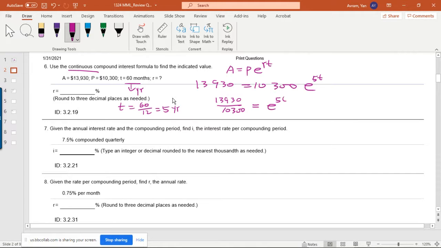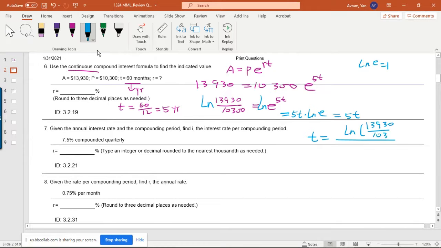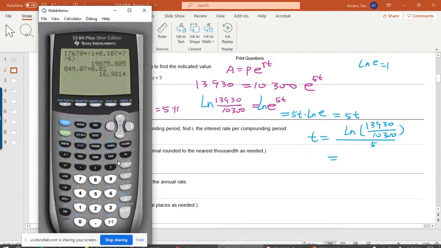Okay, and then equal to e to the 5t. All right, so for this one right here, in order to solve this one, I will have to take a logarithm on both sides. Using a logarithm property, this will be 5t times ln e. Ln of e is equal to 1, so this will actually be just 5t. So my t here will be just ln of something divided by 5. Okay, and then I can plug this one into the calculator.